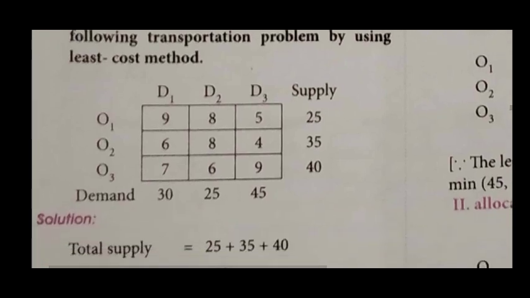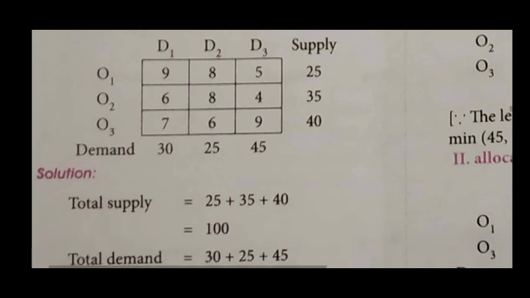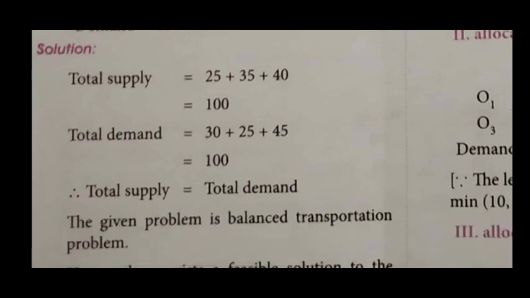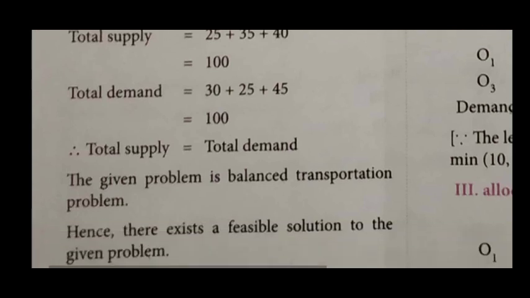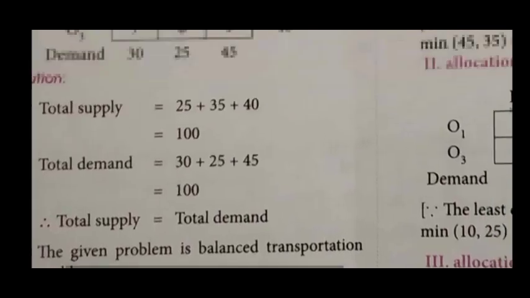In this least cost method, first we find the least value. For example, here also the total supply and total demand are checked to see whether they are equal or not. Here total supply is 100 and total demand is 100. So total supply and total demand are equal. Therefore, the given problem is a balanced transportation problem. So there exists a feasible solution to the given problem.